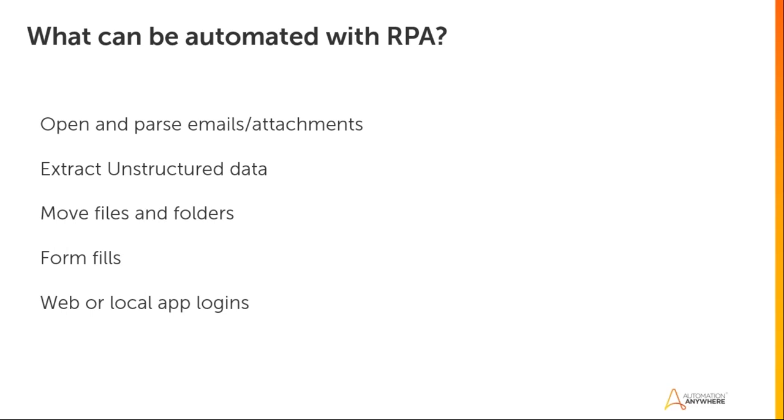The bot can read your emails, it can download the attachments, it can extract the unstructured data, the data which is not even in the tabular format, it can even be in free form text, which can be extracted using a bot, and then it can process, like based on a CIBIL score, whether we want to provide that loan to a particular customer or not. Based on that decision, it can move the files and folders into predefined locations, and then the data which it has picked up from the PDF, it can be filled into the forms.